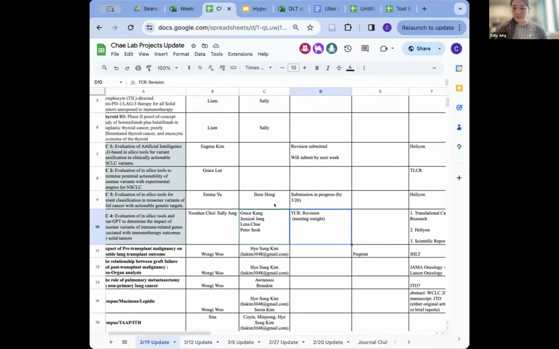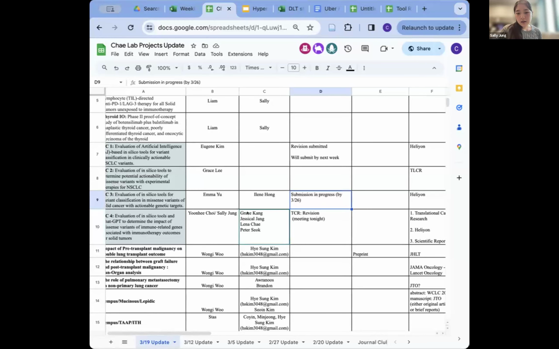And then Emma's paper. They said they're still editing the paper, as they noticed some errors at the end, so they're still in that process. Eileen said she'll submit it by March 26th, right before her spring break ends. So that's still in progress.